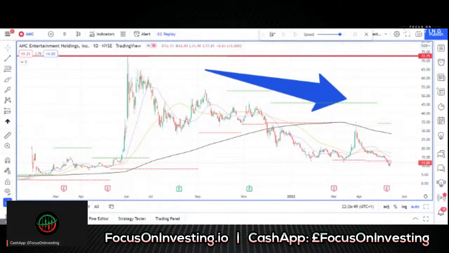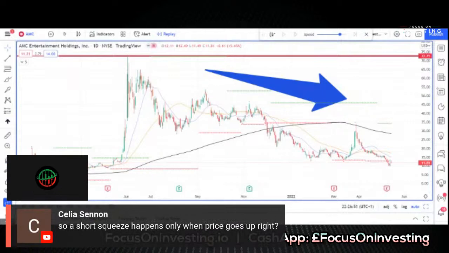And again, Celia says, so a short squeeze happens only when price goes up, right? That's correct. That is what the squeeze is. The squeeze is the price goes up so high that people cannot exit their positions. And this is who you're squeezing. You're squeezing the people that cannot exit their positions, right? So if the price is not going up, then there is not a squeeze. The price going down is more favorable to the shorters. The shorters are not being squeezed, they're actually being released, or they're being placated to, right?